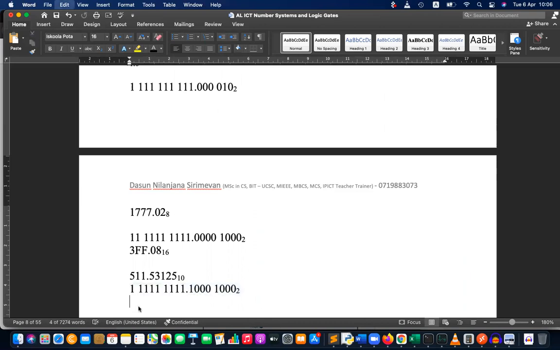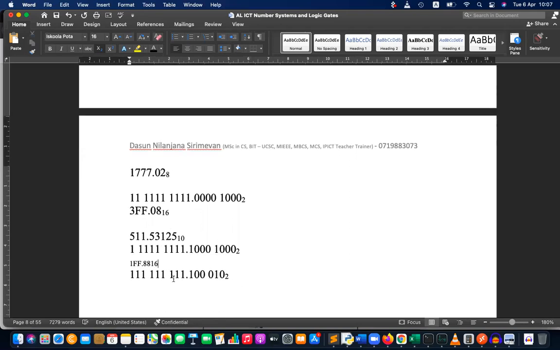What is octal? Octal will be 4 2. So here 1FF.88 in hexa. Here this one is 777.42 in octal.